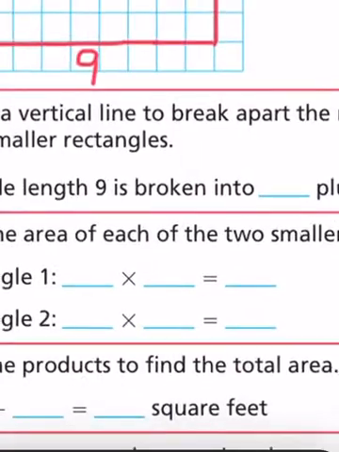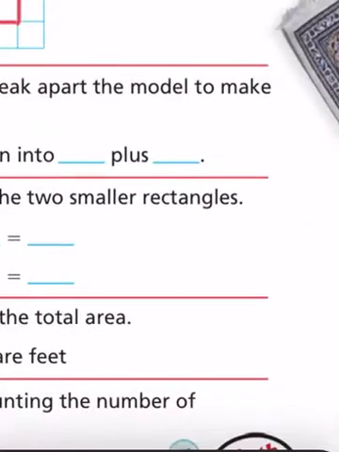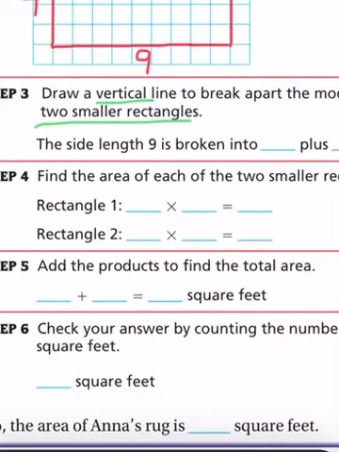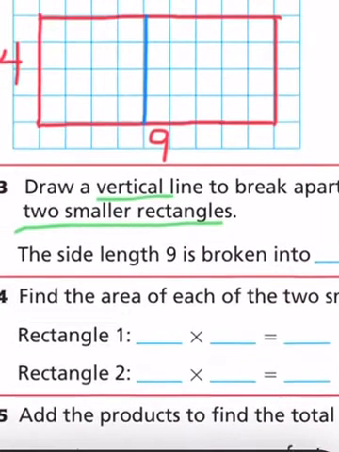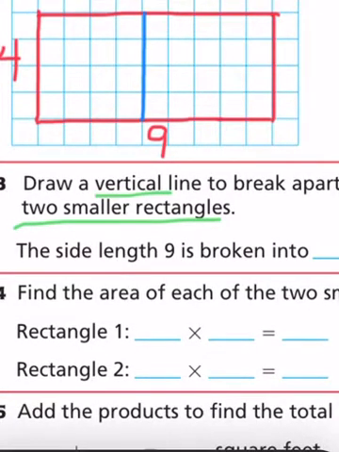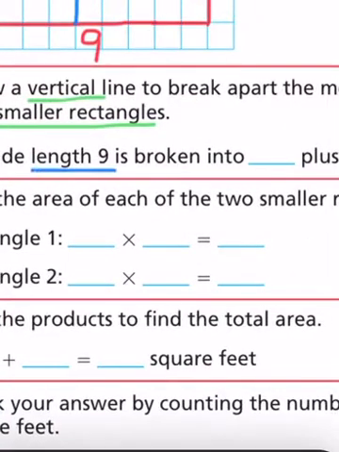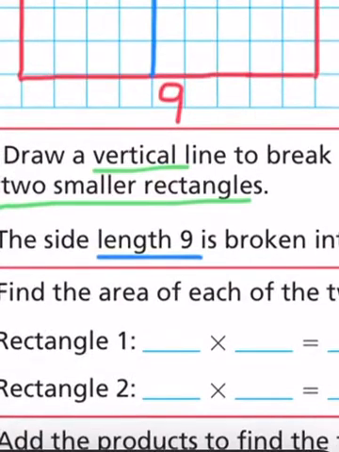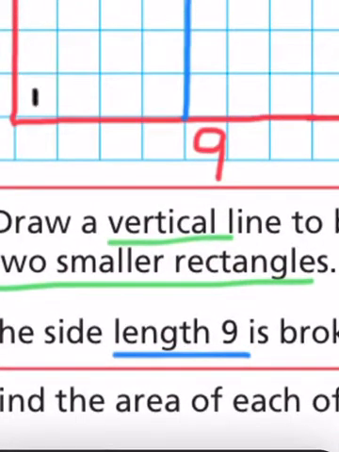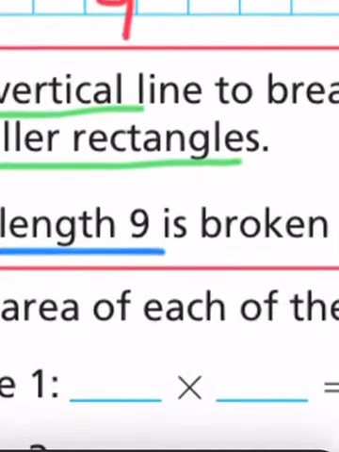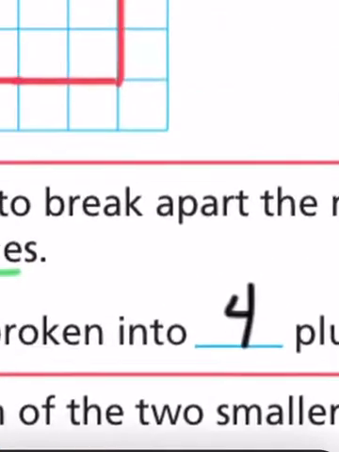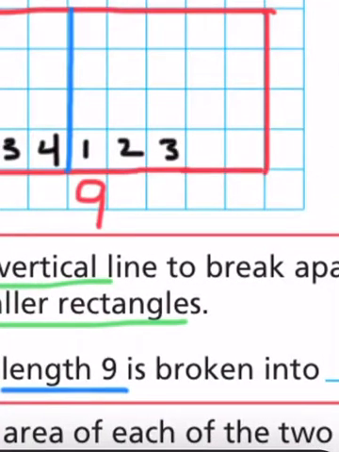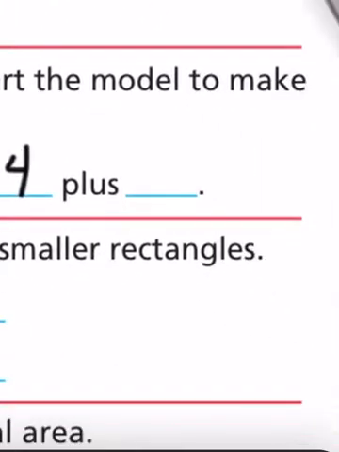So step 3 says, draw a vertical line, vertical lines go up and down, to break apart the model to make 2 smaller rectangles. Okay, so I'm going to draw my vertical line, and I think I'll draw it right here. Doesn't really matter where, just make sure we have a vertical line. So that's where I'm drawing mine. Now, step 4, it says the side length 9 is broken into blank plus blank. So now, if I count these up, I have 1, 2, 3, 4. Side lengths of 4 plus 1, 2, 3, 4, 5. Side lengths of 4 plus 5. There we go.